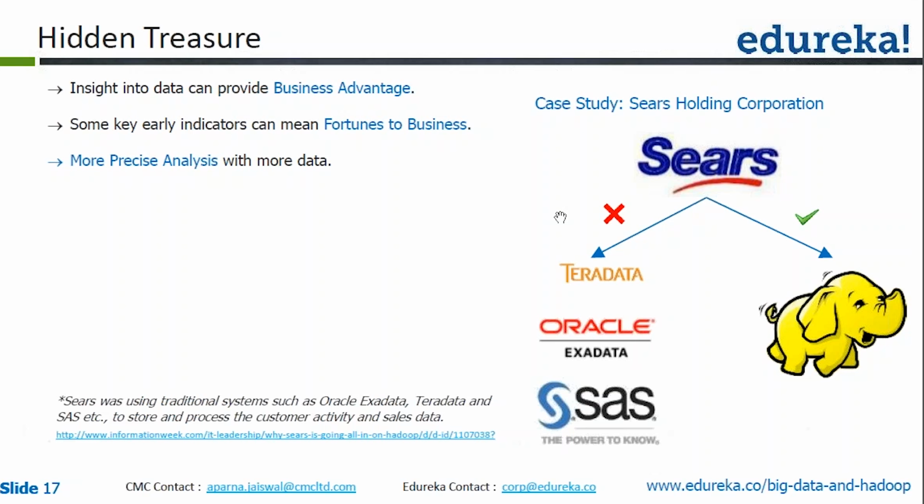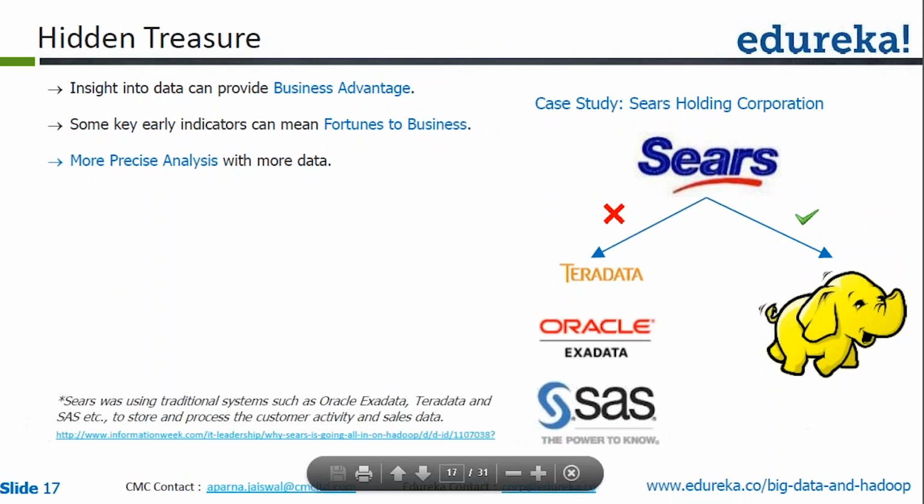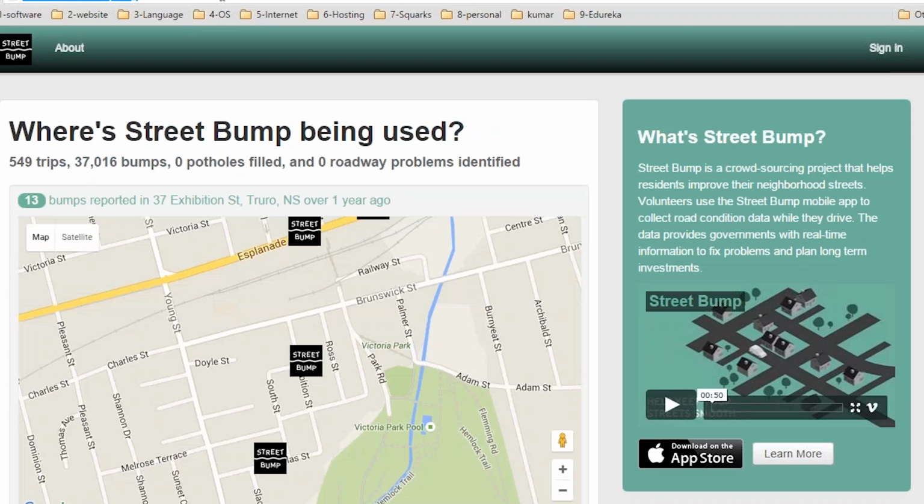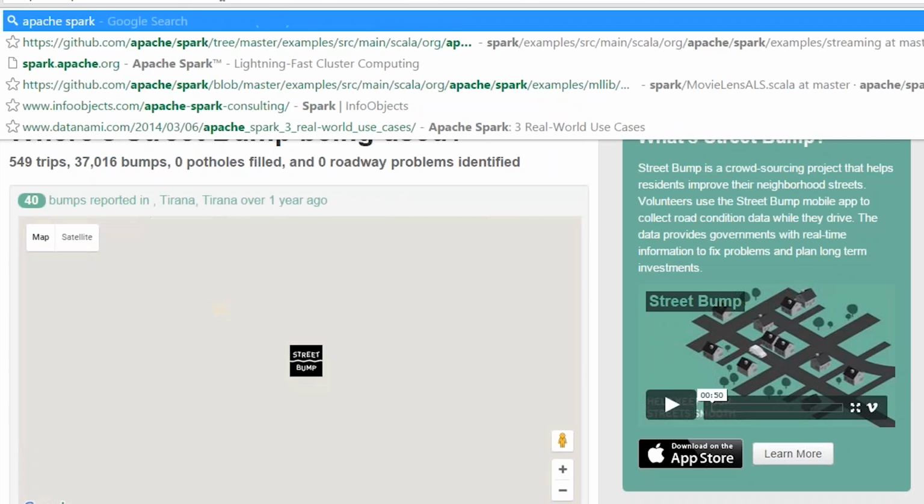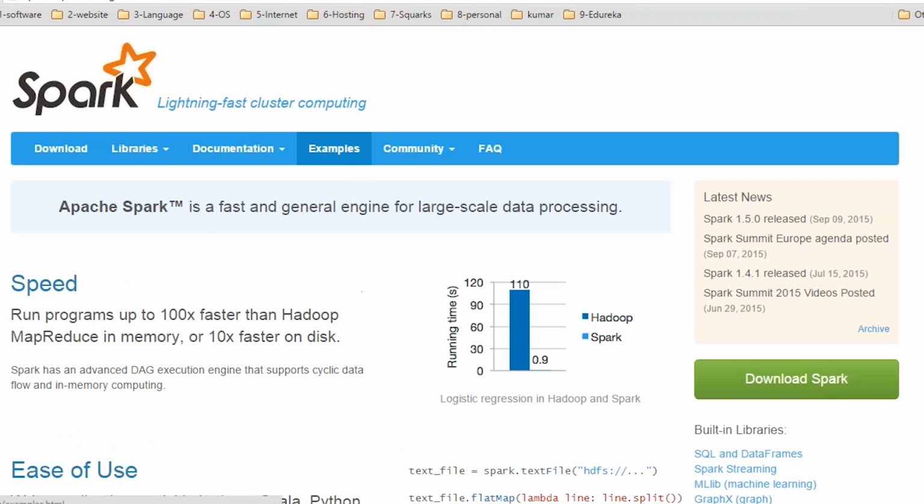There are some components within the Hadoop ecosystem which can handle real-time analytics as well. For example, we have Apache Spark. They claim it is going to be even faster. It does in-memory computing. Again, this is not going to be a replacement for Hadoop itself. It's going to coexist. Hadoop will coexist with the other technologies. Slowly, as people start using it extensively, it will become mainstream technology.